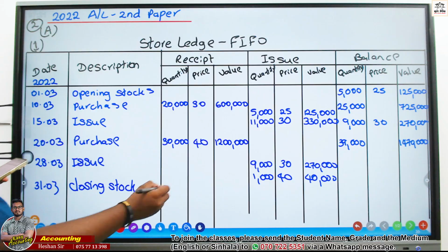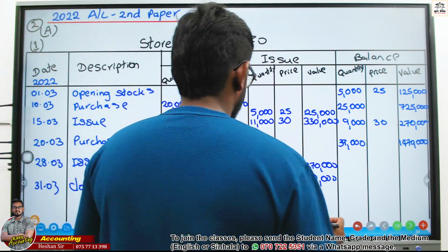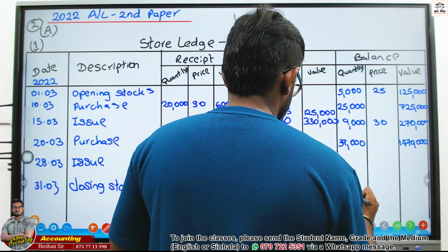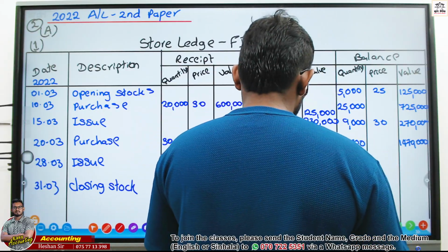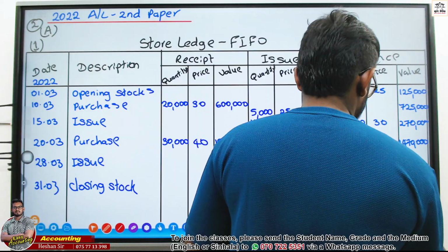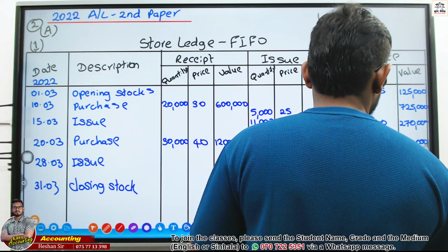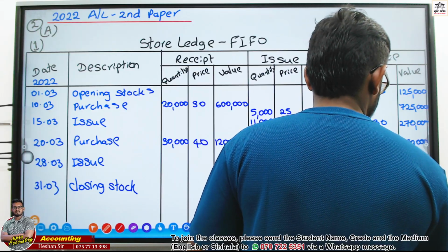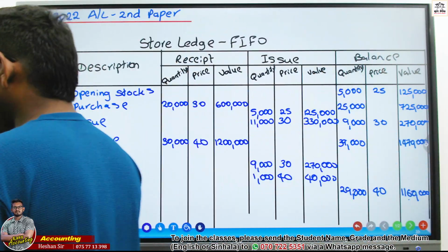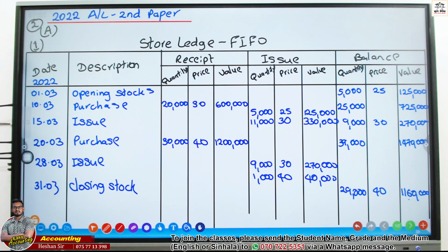Without writing the balance under here, you can write then we have 29,000 from 40 each. How much? That is 1,160,000. Right? 29,000 into 40 each, that is 1,160.